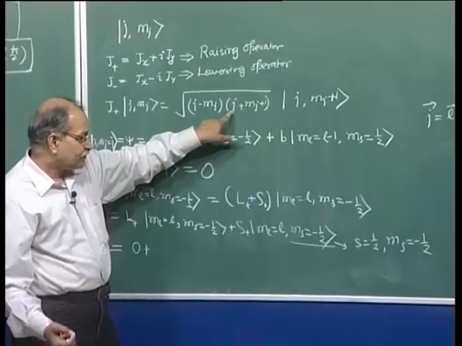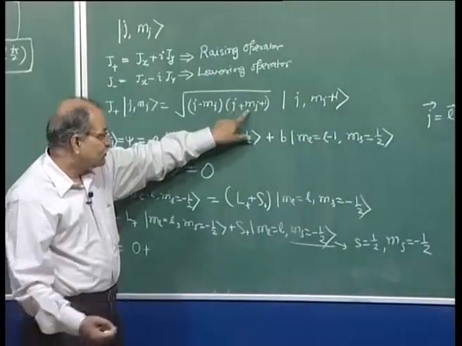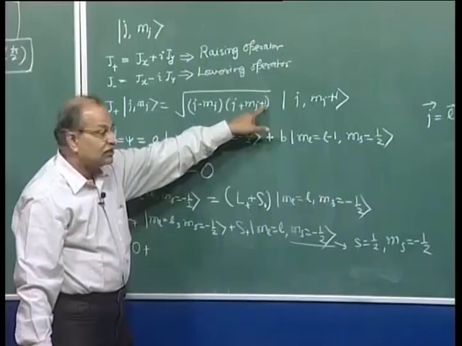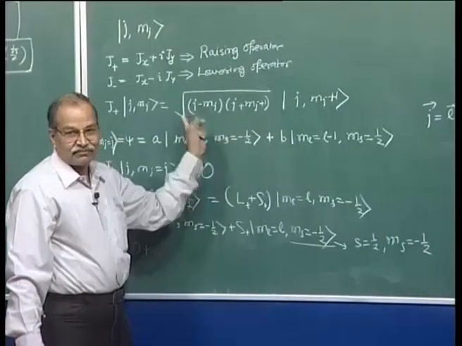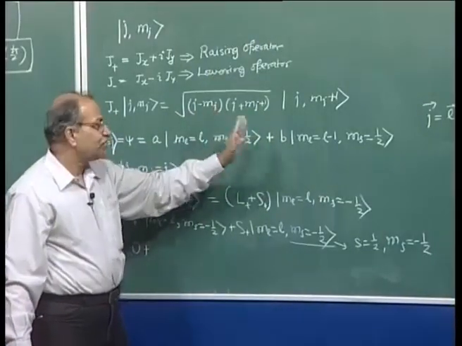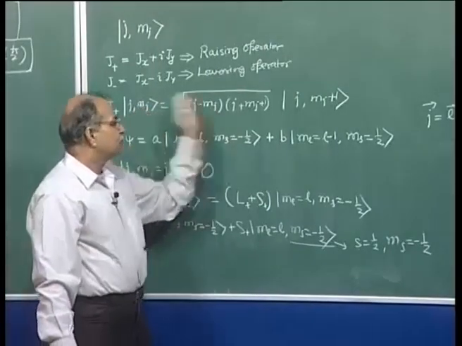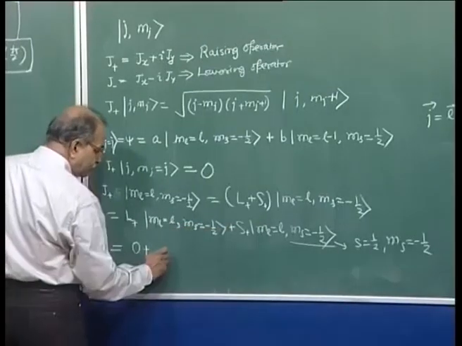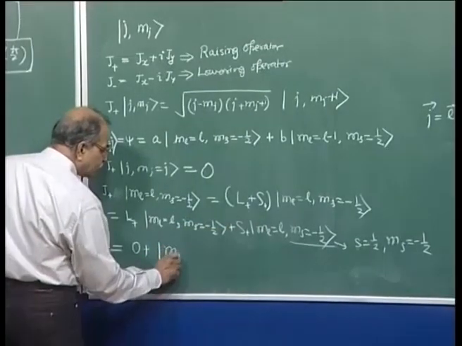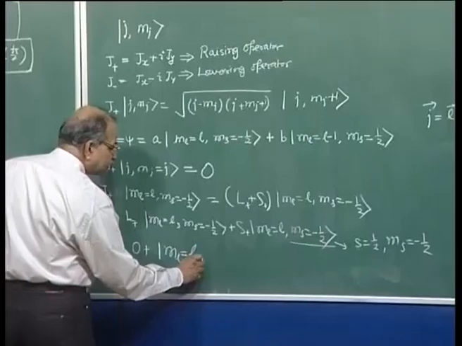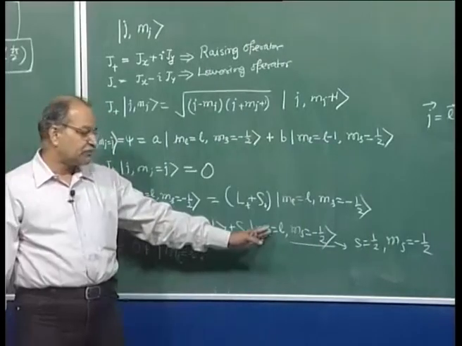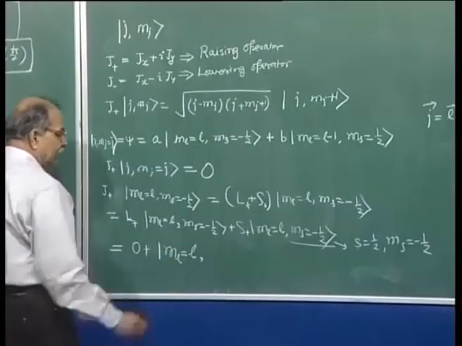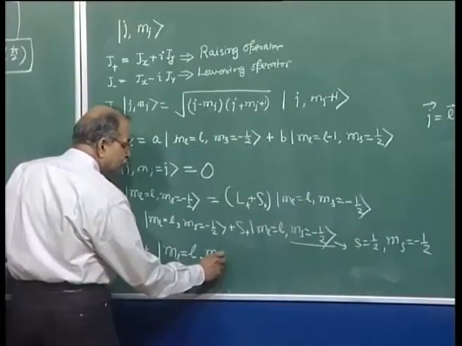j is half, mj is minus half. So these two cancel and it is 1. So this whole thing is just 1, and it is just this mj going to mj plus 1. So this part is now ML equal to L, the space part not affected by the spin operator. So ML is equal to L and MS is equal to plus half.